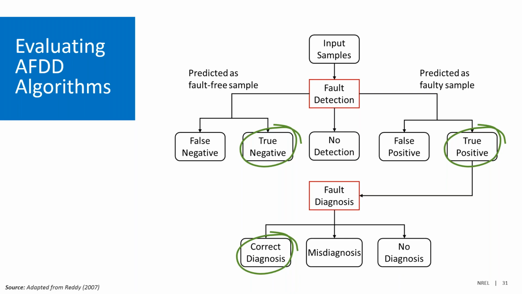And so as you're thinking about developing your AFDD algorithm, you have to think about, well, how often is my algorithm likely to fall into these different buckets? And there are lots of metrics out there that you can find that will talk about the different ways that you can compare these different buckets and these different outcomes in order to draw some conclusions about how well the algorithm performs.